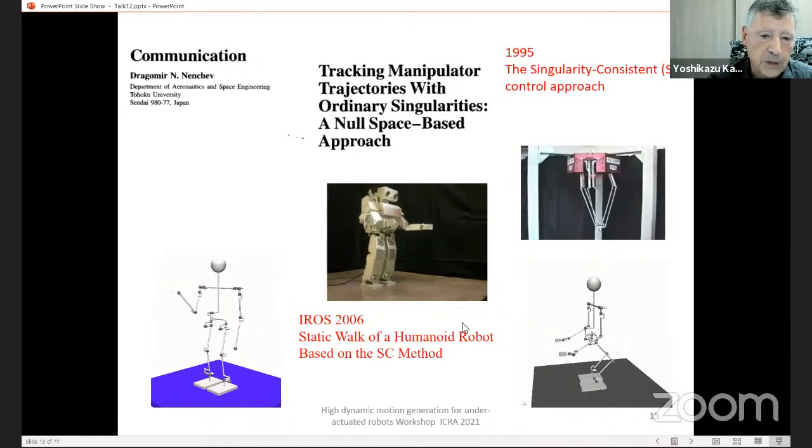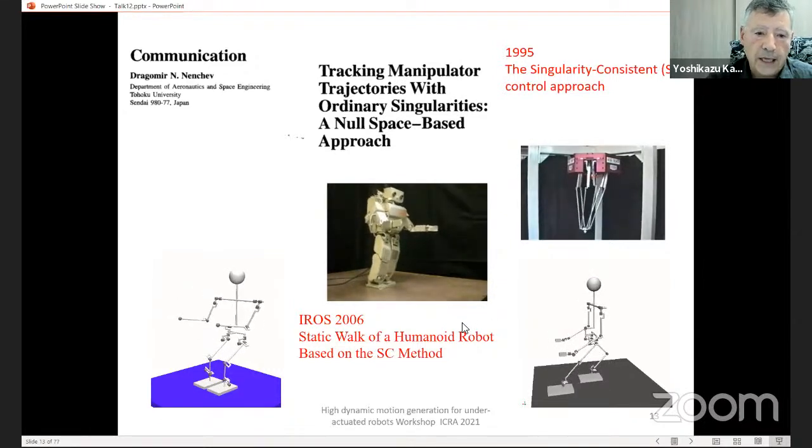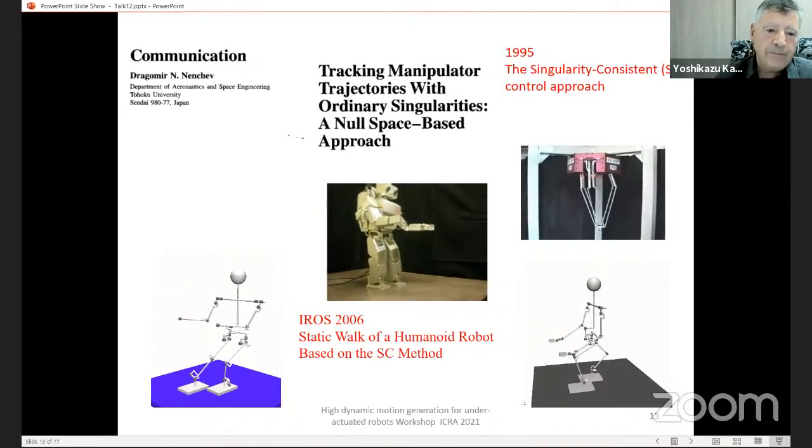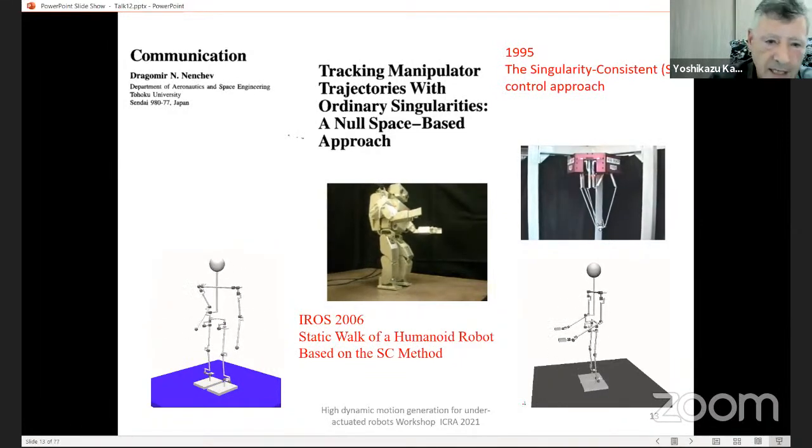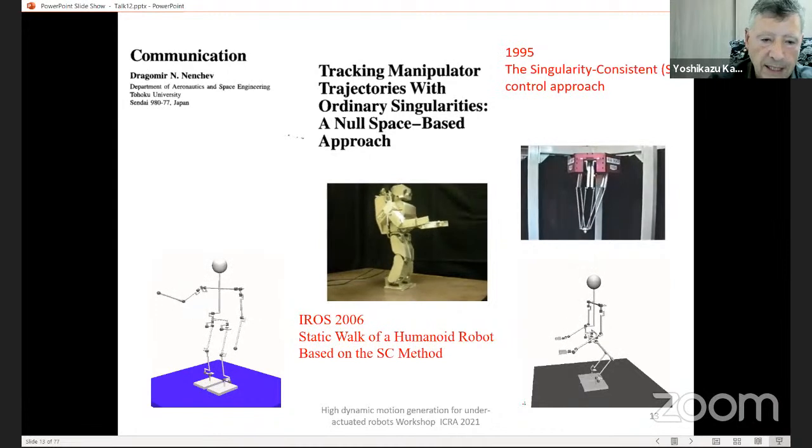And we also implemented this for straight leg walking in 2006. This is just a static walk, and it is very clumsy. We now have it also in dynamic walk.